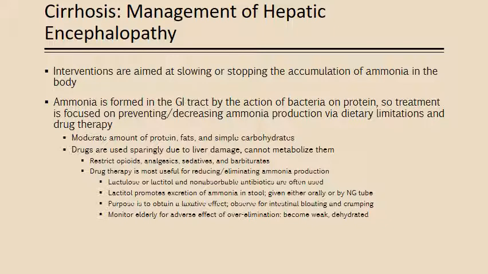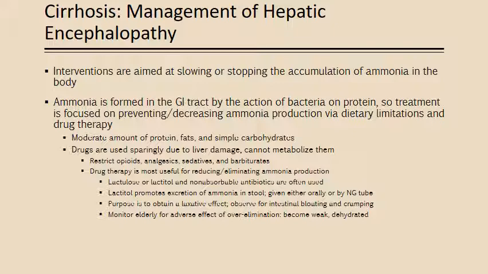How to manage the hepatic encephalopathy. Interventions are aimed at slowing or stopping the accumulation of ammonia in the body. That's the main assaulting agent. Ammonia is formed in the GI tract by the action of bacteria on protein. So treatment is focused on preventing or decreasing ammonia production by dietary limitations and drug therapy.